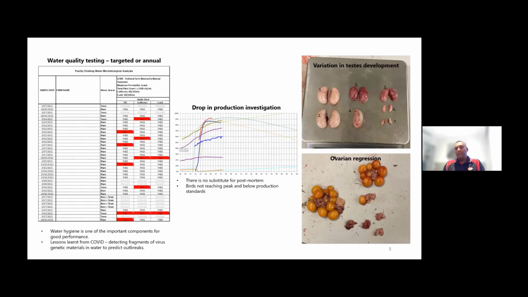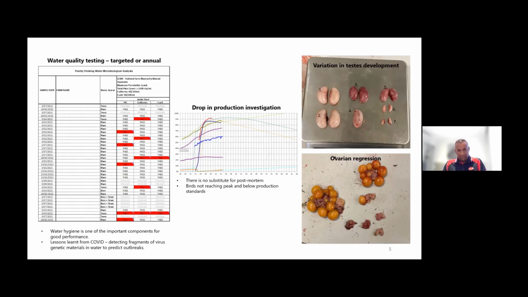Other times when we do some surveillance work or monitoring work or investigation work is when you see a drop in production, birds not reaching peak, the breeder birds not reaching peak, or they're below. So there is no substitute for postmortem examination in the field. You can see a variation in testis development or ovarian regression that will happen, which may be the cause. And then further investigation is required to see what is the actual cause.